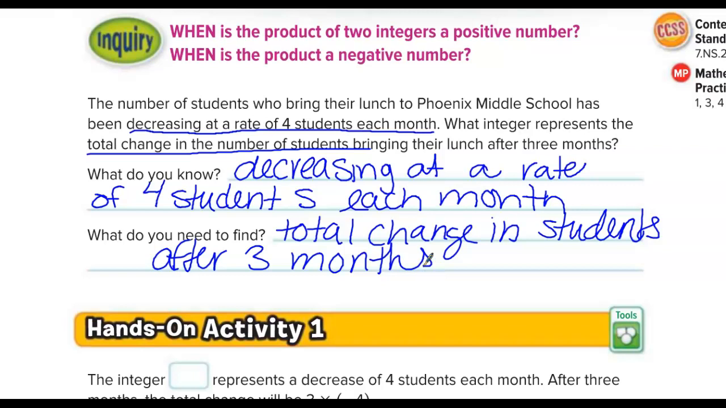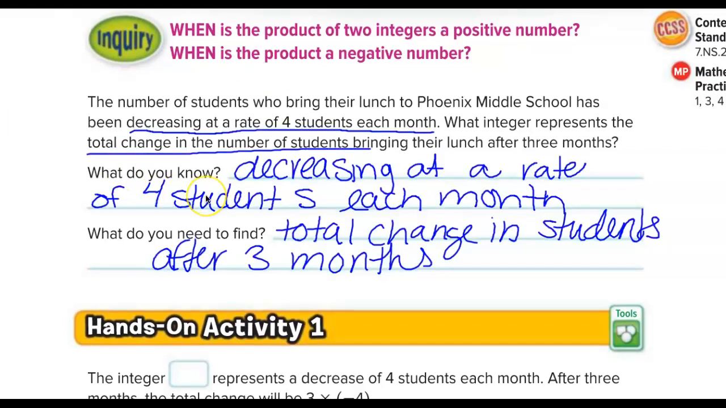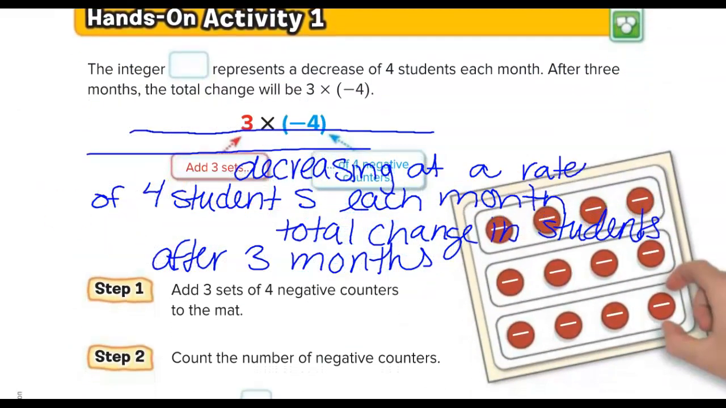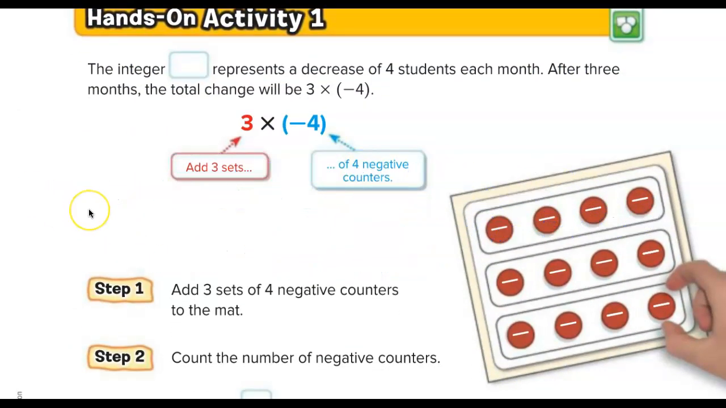Okay, so to do that, we're going to do the hands-on activity. I'm not going to have you work with integer chips today. I'm going to have you draw them instead. So we're going to practice that. Okay, so the integer blank represents a decrease of 4 students each month. What integer would that be? Negative 4. Okay, so the integer negative 4 represents the decrease.